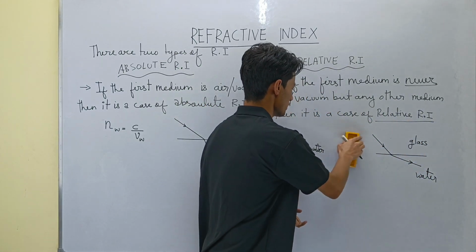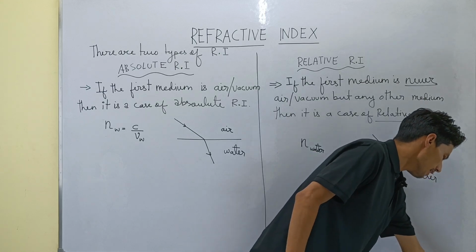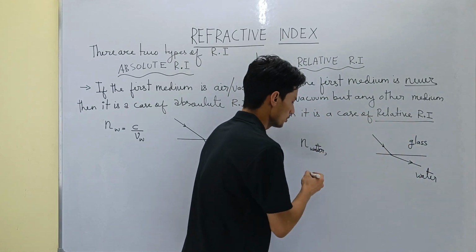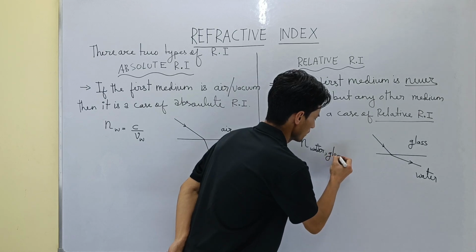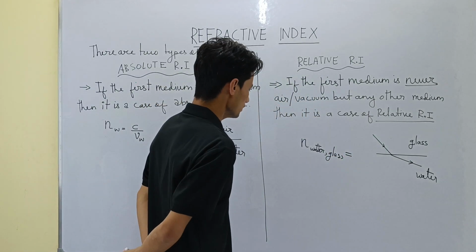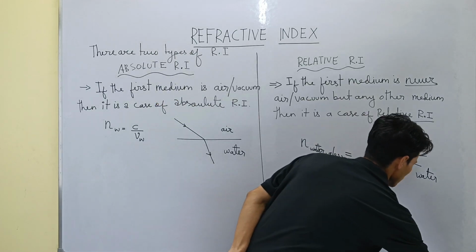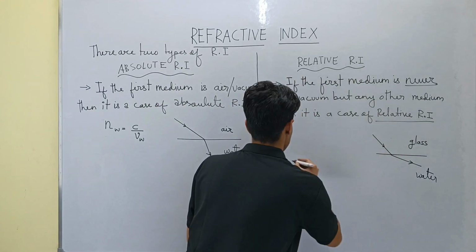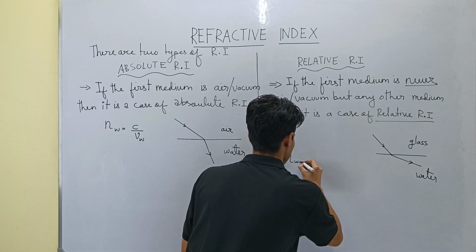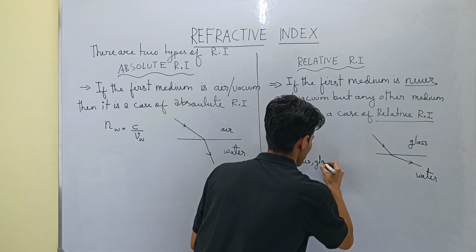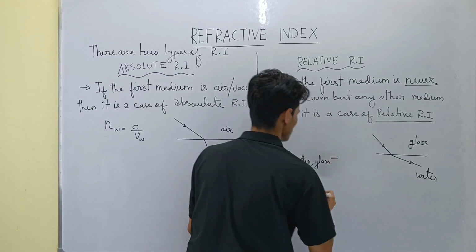Since this is a case of relative Ri, you will have to mention the other medium also. So don't forget to put a comma and write here glass. Very important. You have to write it like this: N water by N glass. N water, comma, and write the other medium, the first medium, which is glass, equal to ratio.